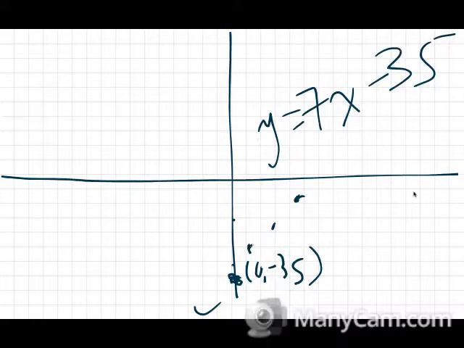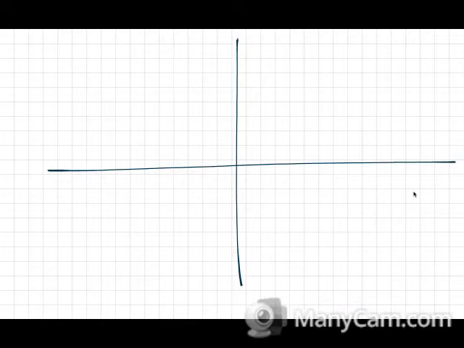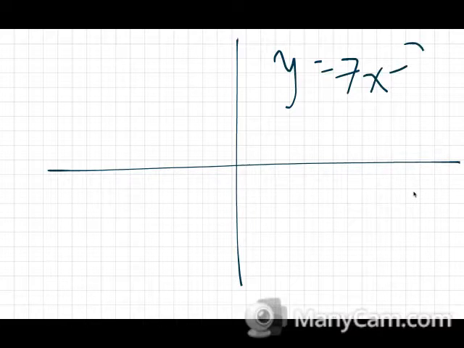This way is a little bit better to ensure that you're not going to make any errors. But the more efficient way is to graph it using the equation itself. So you have a graph here: y equals 7x minus 35. I know my y-intercept is (0, negative 35). And because my slope is 7, I can go up 7 and to the right 1, and do it again.